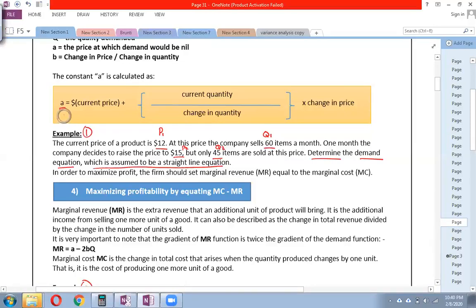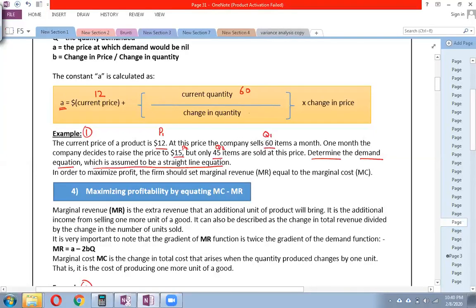What is the formula? A is your current price plus bracket current quantity divided by the change in the quantity multiplied by the change in the price. Now we know that our current price is 12. We know that our current quantity at this price is 60. How much is the change in the quantity? It is increased from 50 to 60.